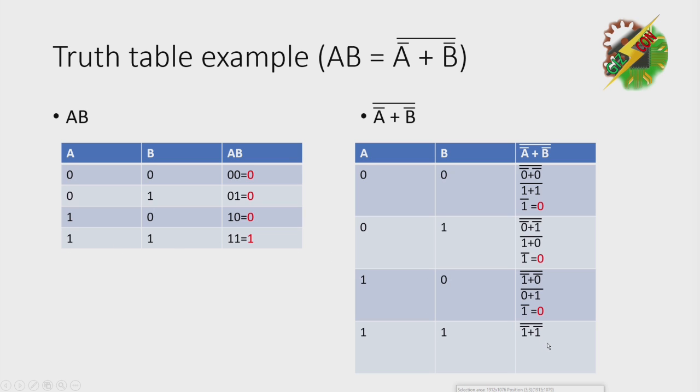Then the last row, we have both inputs true. After applying the negation, we have 0 plus 0, and the whole equation has a negation, so we will come up with 0 bar and the result will be 1. As you can see, the fourth row is also the same. The output of this truth table is equivalent to the output of this truth table, and it means that this equation and this equation are the same.